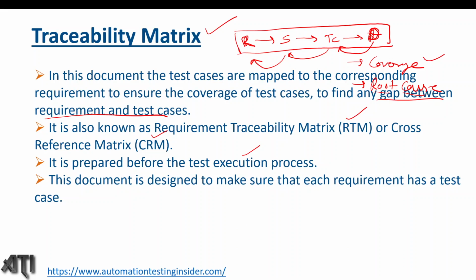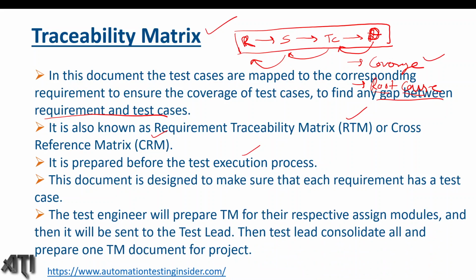This document is designed to make sure that each requirement has a test case. The test engineer will prepare traceability matrix for their respective assigned modules, and then it will be sent to the test lead. Later, the test lead will consolidate all the traceability matrix documents and prepare one traceability matrix for the project. So this is how usually we used to do that.